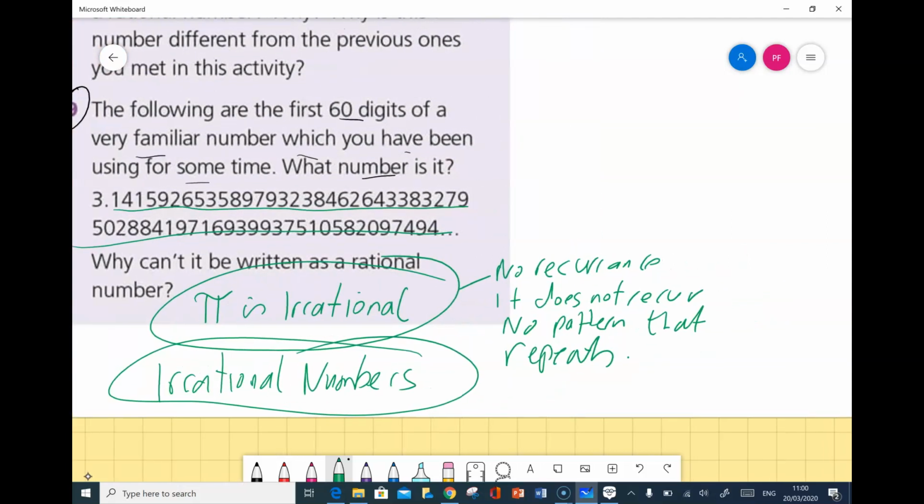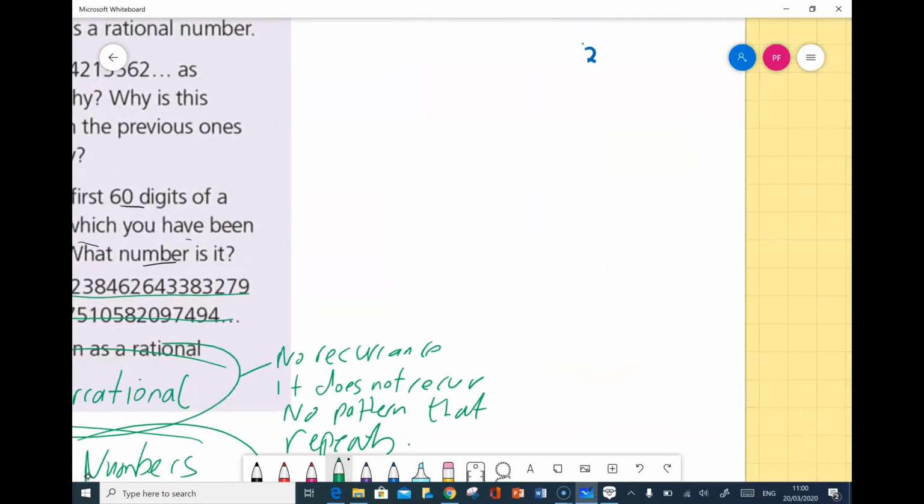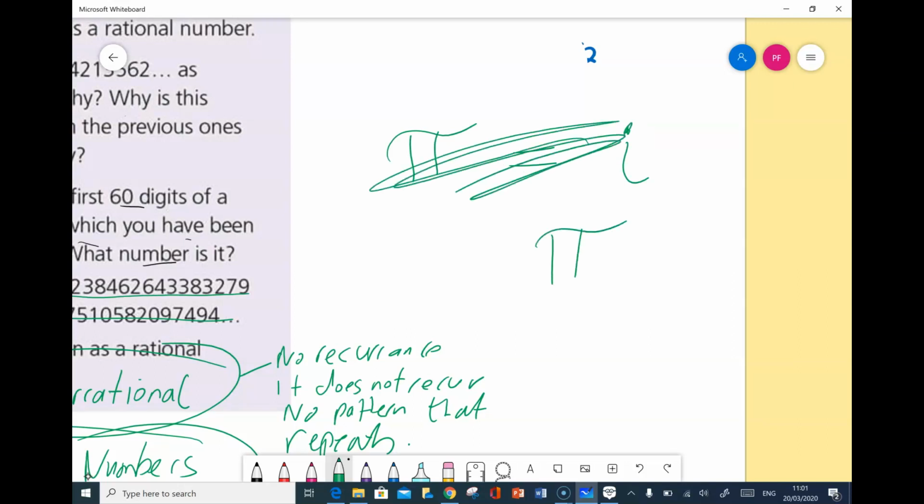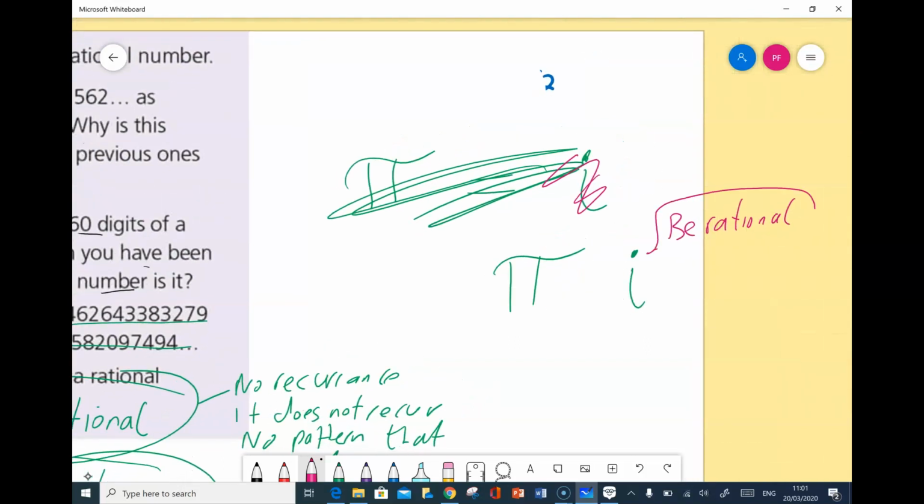Now, I'm going to give you a joke, which you're now going to get the first half of. We have this number here, and we have this number here. So we've got a pi, and we've got an i, and the i is shouting at the pi. It's saying, be rational. Be rational, be reasonable, be rational. And then the pi is shouting back at him, get real.